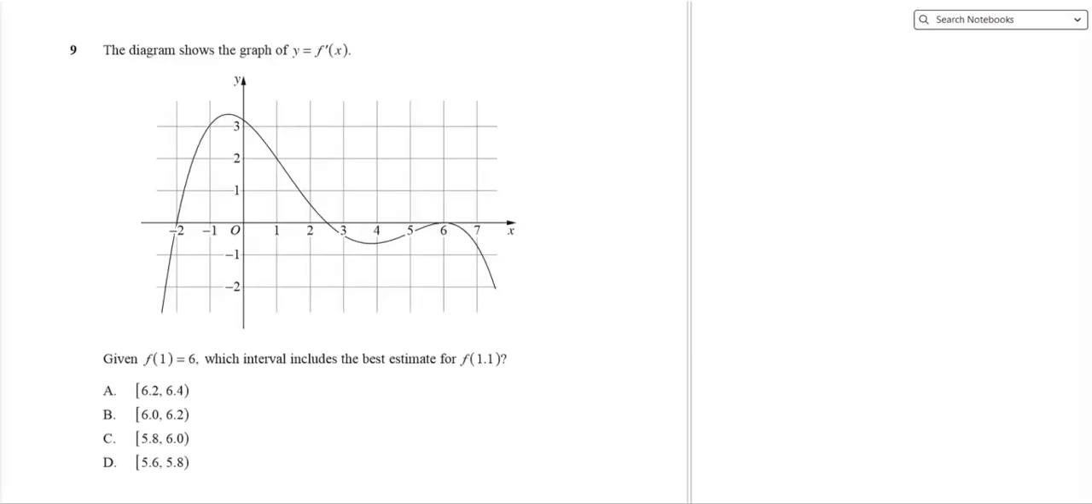Question 9. The diagram shows the graph of y equals f dash of x. Given f of 1 equals 6, which interval includes the best estimate for f of 1.1? Pause here to try yourself.